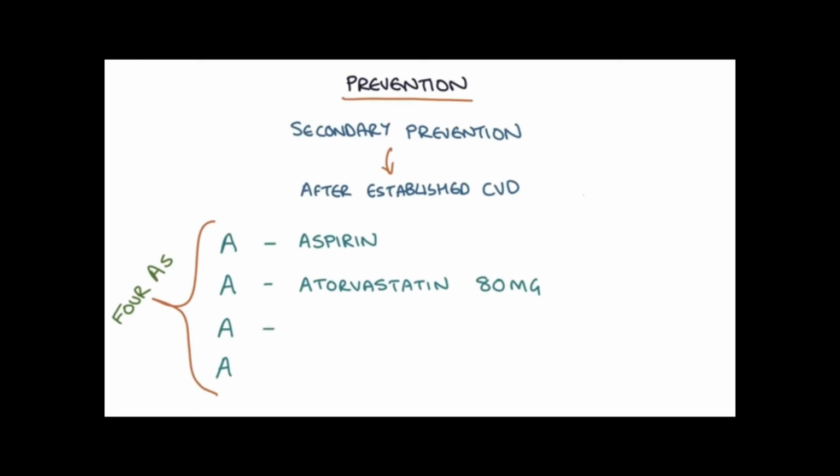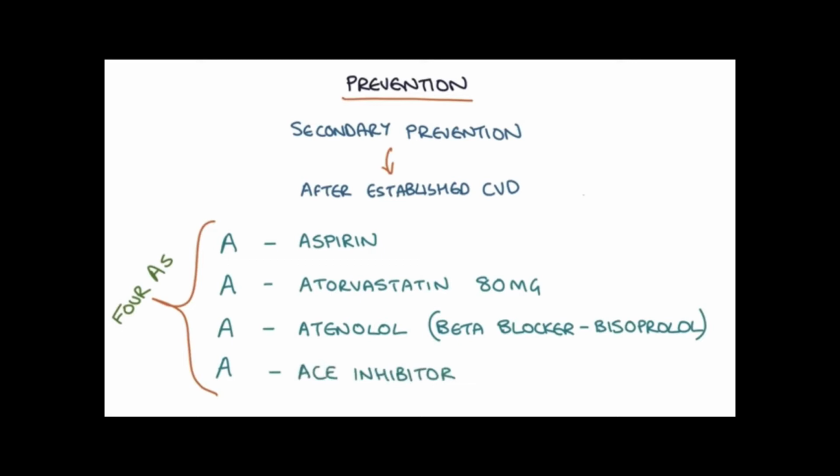The third A is atenolol, or any other beta blocker. Usually we use bisoprolol, and you titrate that beta blocker to the maximum dose that they can tolerate. And the fourth A is an ACE inhibitor. Quite often we use something like ramipril. And again, we titrate this to the maximum dose that they can tolerate based on their blood pressure and their symptoms.